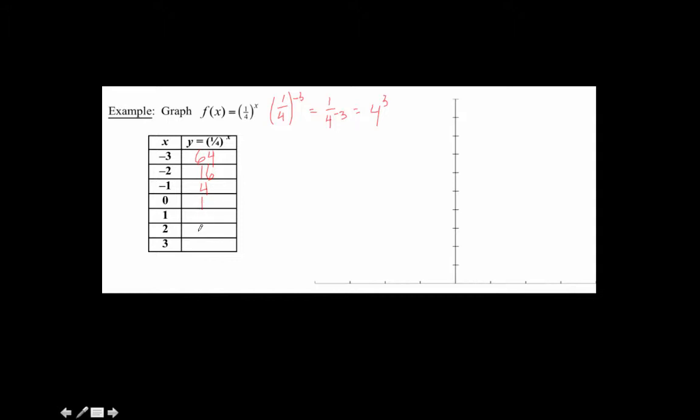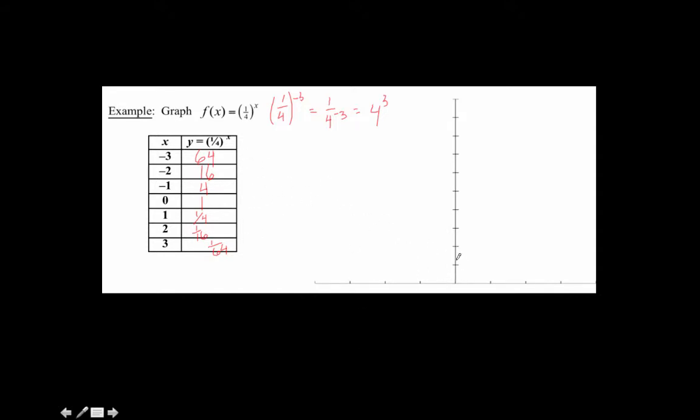And now 1/4 to the 0 is 1. 1/4 to the 1 is 1/4. 1/4 squared is 1 squared over 4 squared. And 1/4 cubed is 1 cubed over 4 cubed. So these are the values.